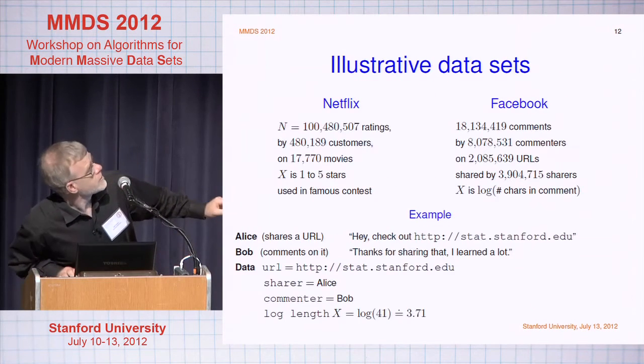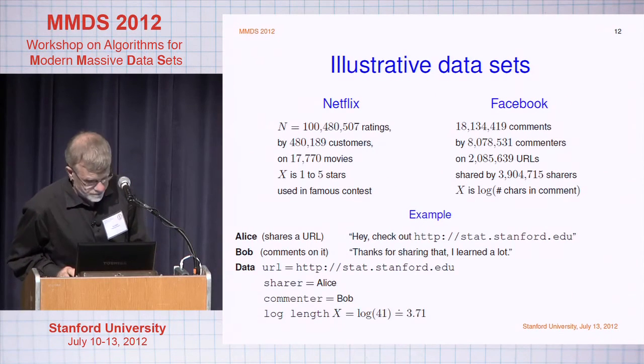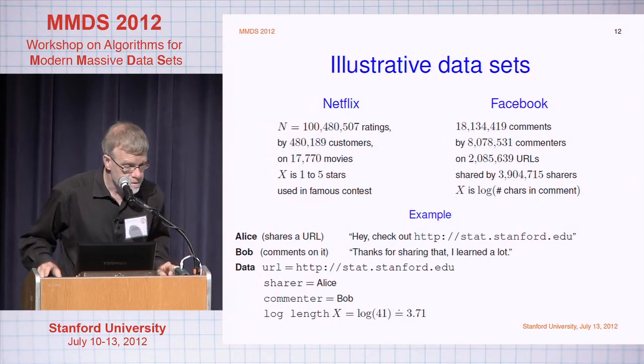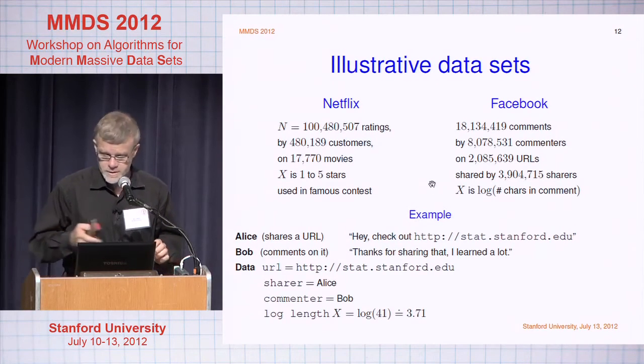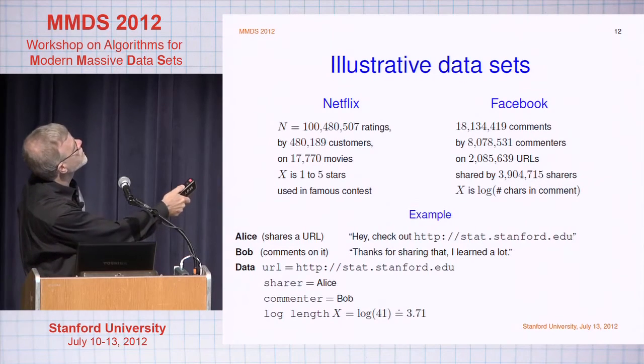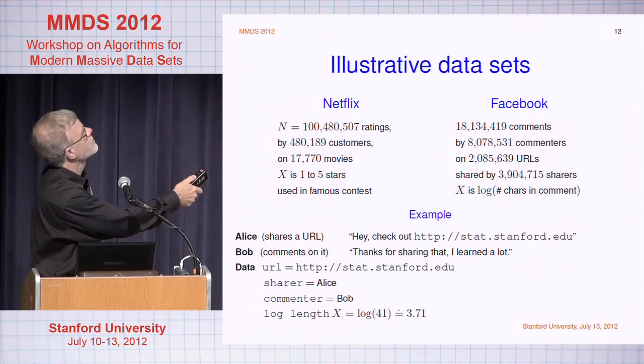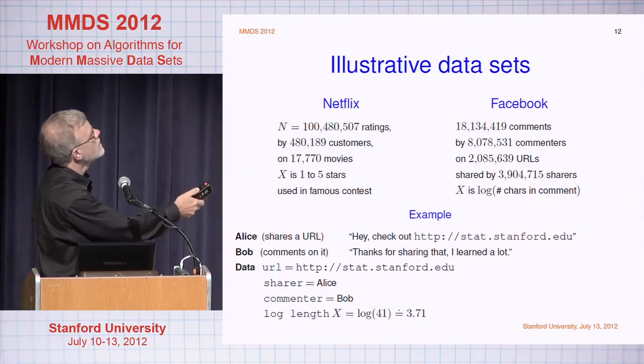Okay, so the data sets that we looked at: there's the Netflix data. Okay, so the Netflix data you're familiar with. There's 100 million ratings and 500,000 customers, and they get 1 to 5 stars.